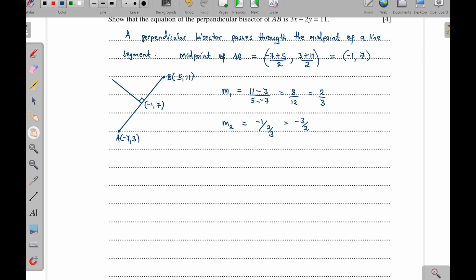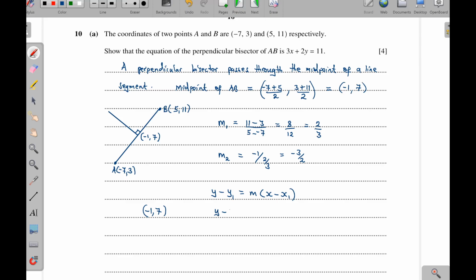Okay? Then from there, to find the equation of a straight line, we need the gradient and at least one point through which the line passes. We have the gradient, we have a point through which the line passes. So now using y minus y1 is equal to m into x minus x1, we are using which point? Negative 1, 7. So y minus our y1 which is 7, and then our m is negative 3 over 2, then x, and then our x1 is negative 1 here.